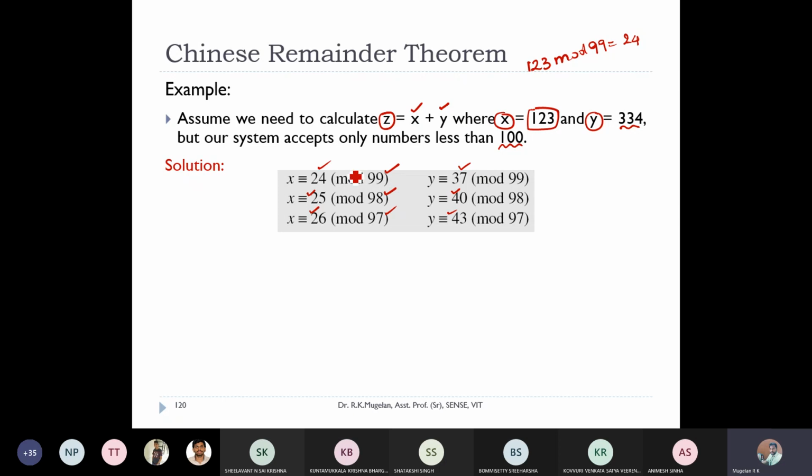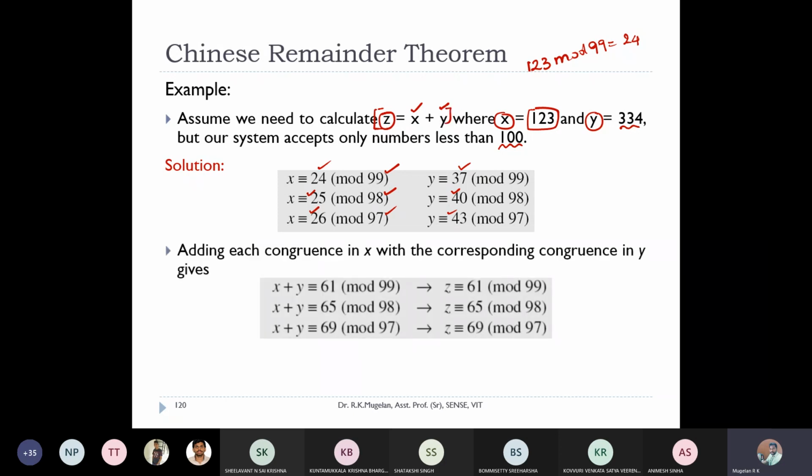The hint given is that the value of z is x plus y. So we get a final expression like this. I'll add these two expressions, x plus y. That is 24 plus 37 mod 99, giving 61 mod 99. 25 plus 40 mod 98 gives 65 mod 98. 26 plus 43 mod 97 gives 69 mod 97. Now you have to start solving these expressions to find the value of z. These are three different ways we can ask a Chinese remainder theorem question.